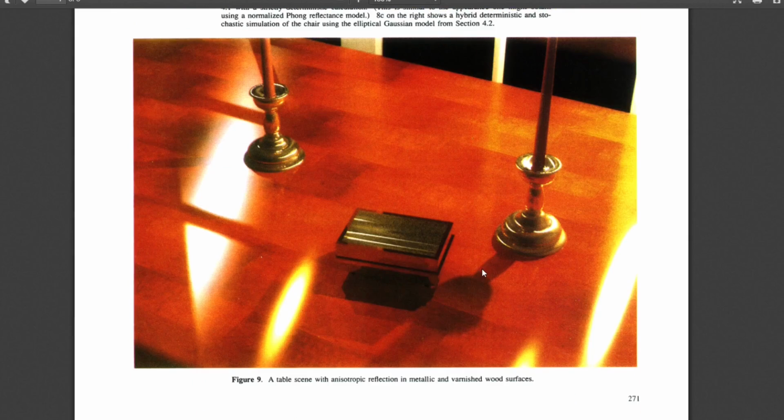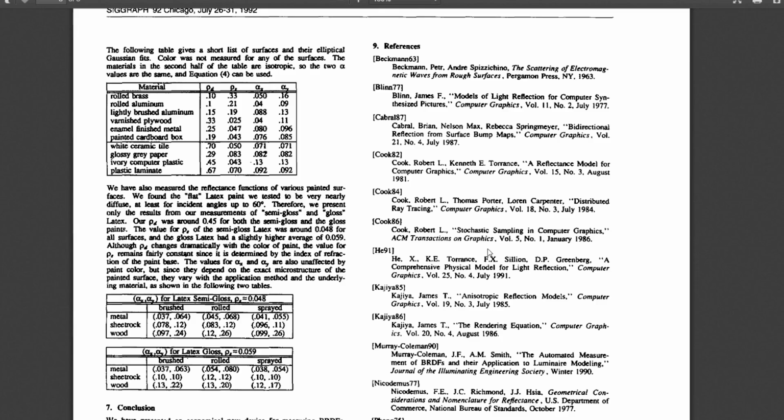And here is a complete scene. Finally, a couple tables are presented which describe how a few materials that they sampled have been fitted to their model. So you could then take these values and render them accordingly.